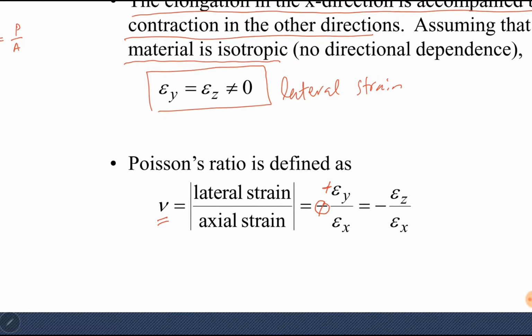So Poisson's ratio is the ratio of lateral strain over the axial strain. It has no units because it is a ratio between similar quantities. Similarly, Poisson's ratio will be the ratio of epsilon z over epsilon x. Z will have a negative sign and these two will cancel out. These two expressions are only equal if the material is isotropic. Otherwise, Poisson's ratio will be different in different directions.